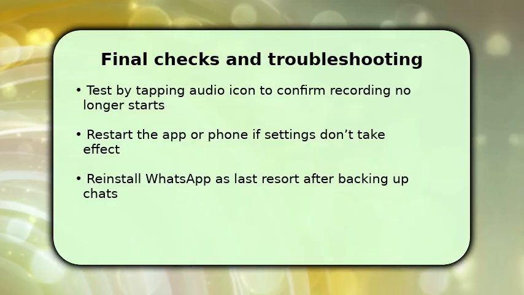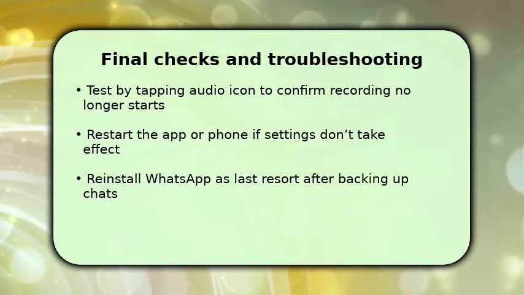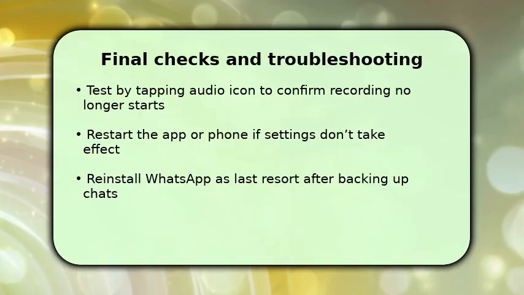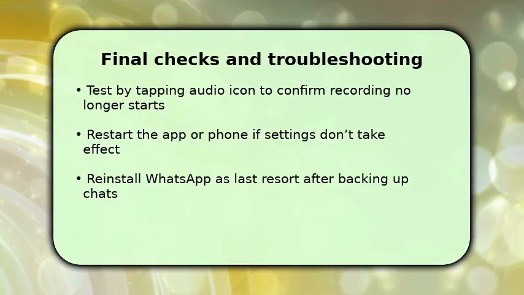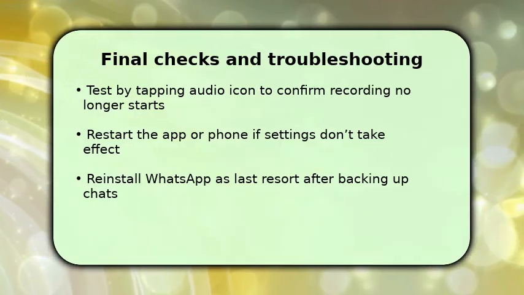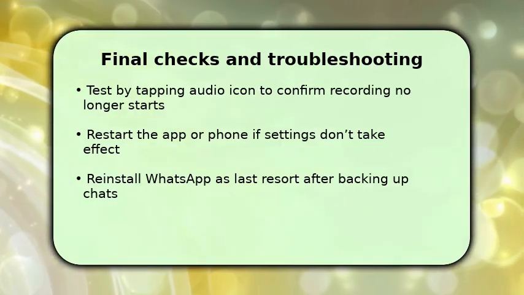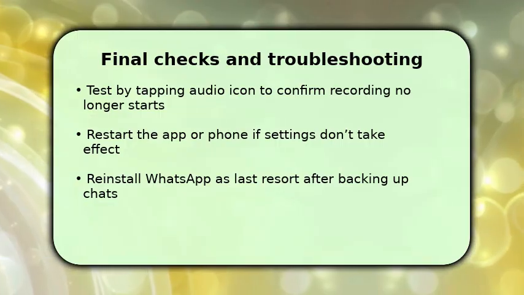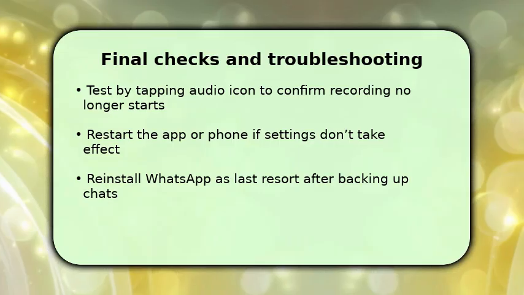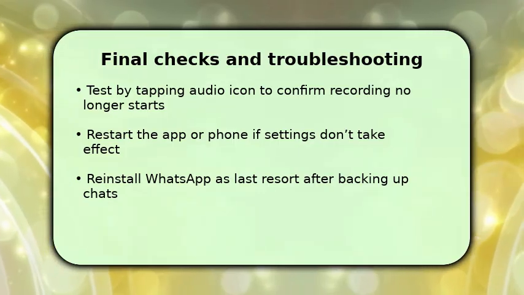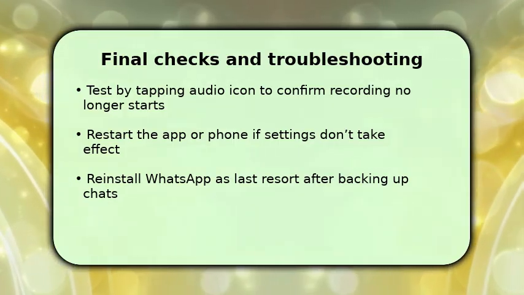If recording still triggers, restart WhatsApp and then the phone to clear cached behaviors, because many toggles need a fresh session to apply. If problems persist, back up chats and reinstall WhatsApp. This resets corrupted settings. One key troubleshooting tip: verify microphone permissions again after reinstall. Sometimes they revert and cause recordings to resume unexpectedly.